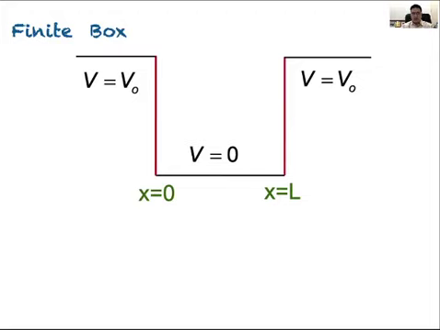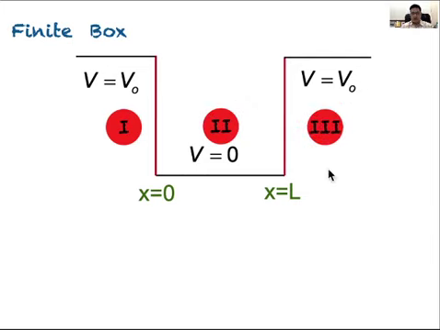Now instead of having an infinite potential box, let's modify the problem, and instead of having the rigid boundary, we are going to have a kind of soft boundary. So the potential in this regime is V0, and in this regime the potential is V0, and inside the box the potential is 0. So this we will call region 1, this is region 2 where the potential is 0, and region 3 where the potential is again V0.